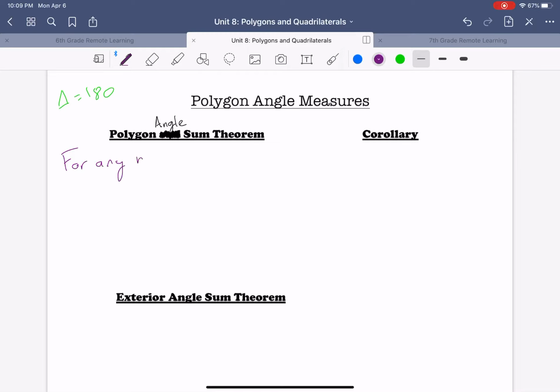For any n-gon, so remember n is just the number of sides, so any polygon with n sides, the sum of the measures of the interior angles is, and let's think about what we figured out previously.